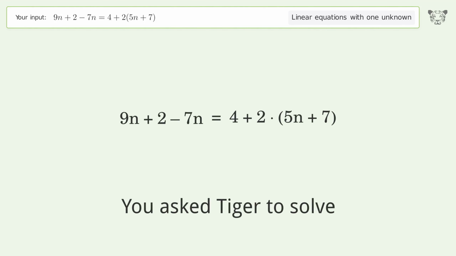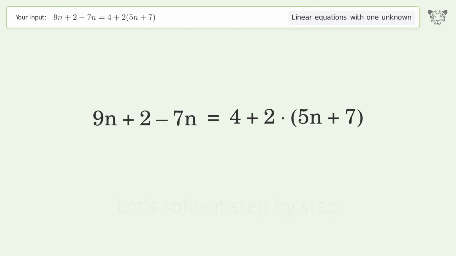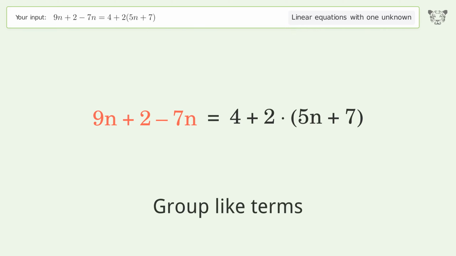You ask Tiger to solve. This deals with linear equations with one unknown. The final result is n equals -2. Let's solve it step by step. Simplify the expression. Group like terms.